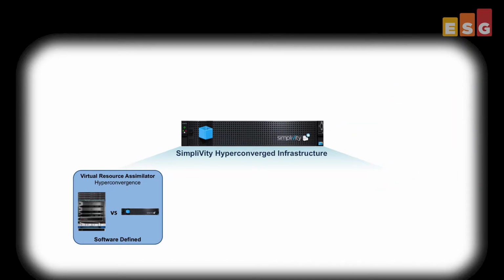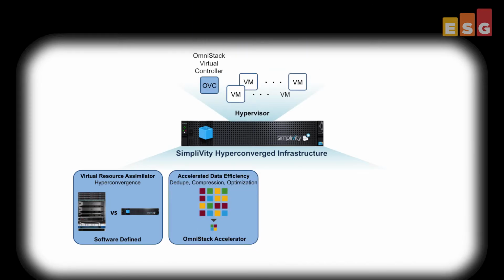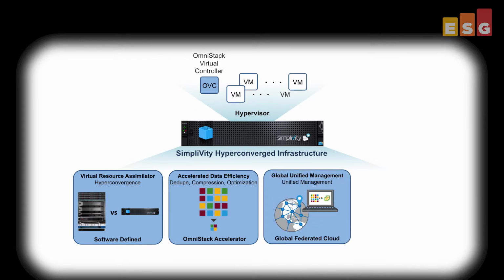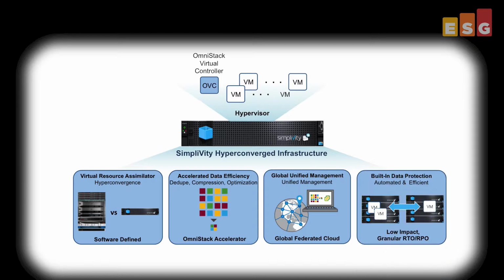SimpliVity's OmniStack data virtualization platform software runs on the hyper-converged infrastructure and is built on 3 core pillars. Accelerated data efficiency ensures data is always deduped, compressed, and optimized in line with no impact to performance. Global unified management allows VM-centric management of all systems across the globe with a single interface. And built-in data protection provides efficient, automated, policy-driven global backups with low RPOs and RTOs with minimal impact to operations.